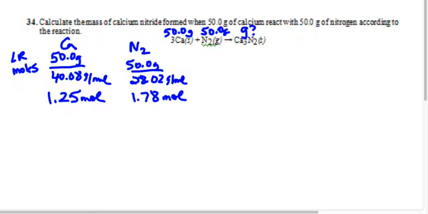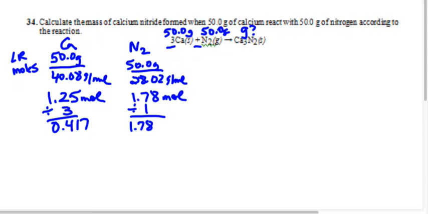At this point, I still don't know the limiting reagent because I have to look at how much of each is required in each reaction, and it's a 3-to-1. So I need to divide each by the coefficient, and for every 3 of those, 1 of those react. So what's 1.25 divided by 3? 0.417. Yeah, I was thinking, oh, that's big. 0.417 and 1.78.